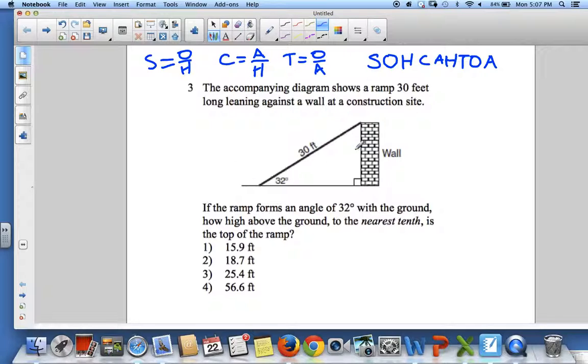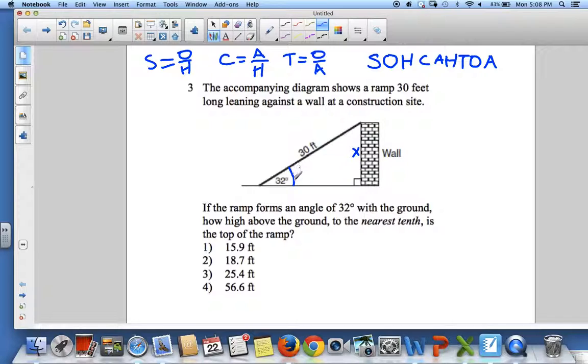Now for this problem, we're going to use the relationships of SOHCAHTOA. First, we have to decide which one of these three we're going to use, sine, cosine, or tangent. So I'm going to look at this angle here of 32 degrees, and the wall, which I'm going to call height x. We're trying to find how high above the ground the top of the ramp is. So I want to know what this length is right here.